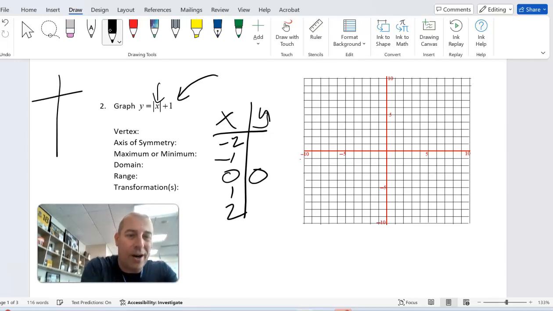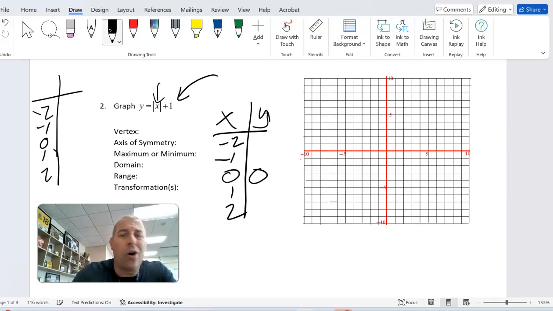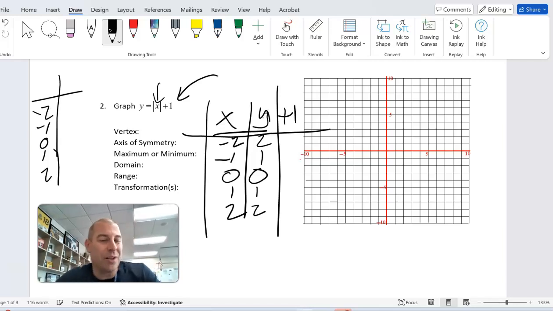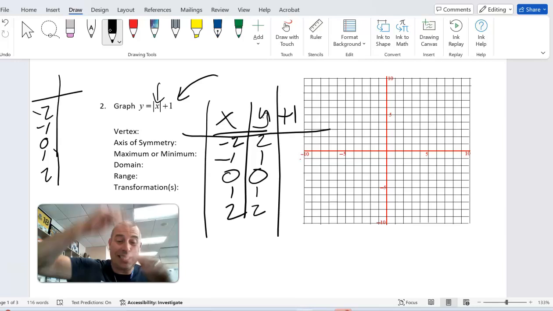When you think about it, your parent graph for your absolute values is always going to be this. Always. Which means it's always going to be a 2, a 1, a 1, a 2. Always, always, always. Because that guy right here moves it up or down, we're going to add 1 onto the y's, because the y ends up moving up and down. So we just added onto it there.